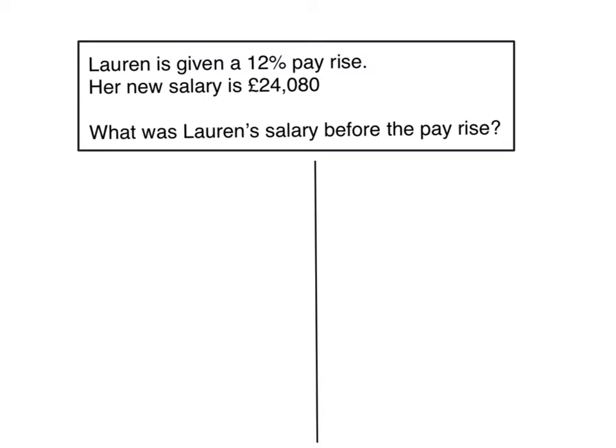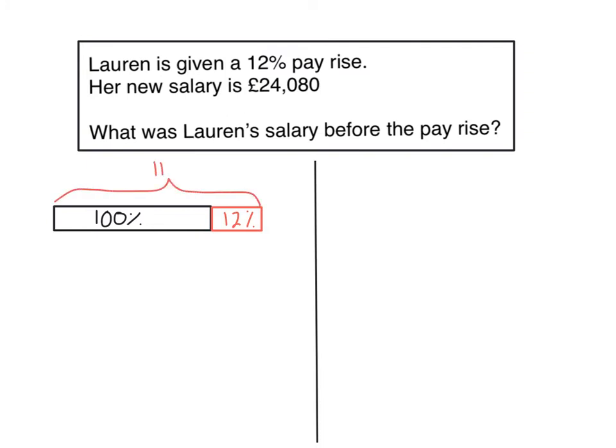So I don't know what Lauren's salary was before, but I know that it was my original amount, so it's 100%. So I'm just going to put a bar down to represent that 100%. I don't know what the value of that was, but I know that she's had a pay rise of 12%. So let's add that on. Which means that altogether we've now got 112%. Okay, so we've got 112%, that's her new salary. So 24,080.